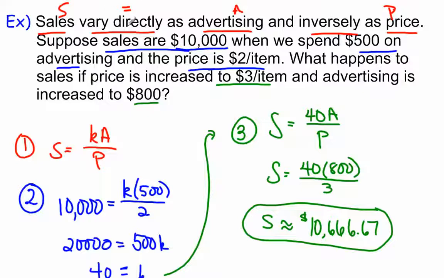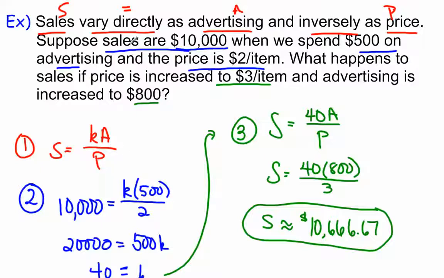Well, as soon as I see the word vary, I know that's where my equals goes. So S equals, and even though I have more than one variable, I'm only going to need one constant, so one K. I'm going to have K times A, so they're directly across from one another, and then inversely, so the P has to go in the bottom.